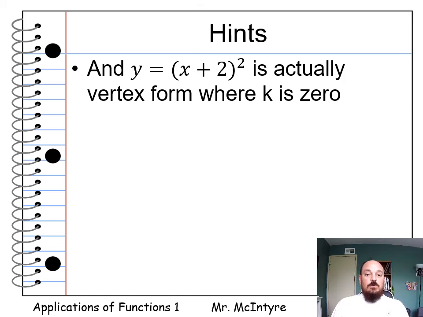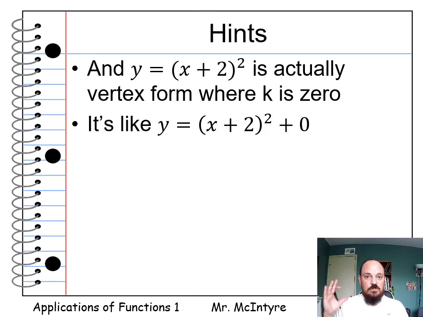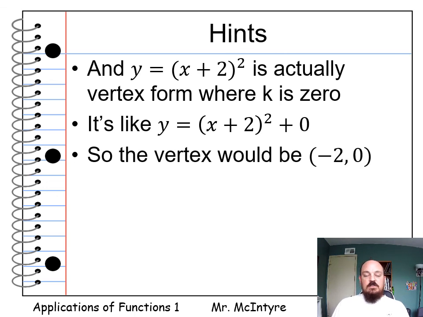And this one is also vertex form, even though it kind of doesn't look like it. You see the (x plus 2) squared, and you're like, isn't it supposed to be a plus something on the end or a minus something on the end? Well, k is actually 0 in this one. So when I say y equals (x plus 2) squared and just stop, you can think of it as y equals (x plus 2) squared plus 0. And then the vertex would be -2, 0, because you would change the sign on the 2 and get -2. Leave the 0. -2, 0. So those are some tricky ones that don't look like vertex form, but they are.